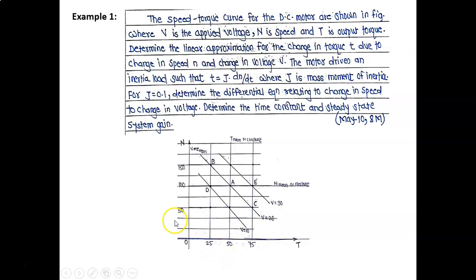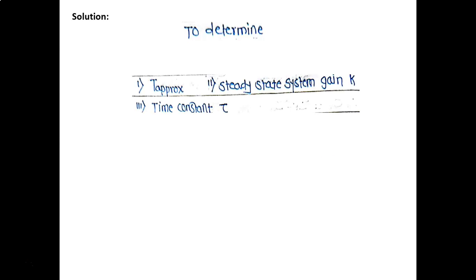And along these mean lines, T mean, N mean or V mean, we have to find out the difference at these different points. Therefore, we will see the solution, then you will understand. Next, the solution. What do we have to determine? We have to determine T approximate, that is approximate torque, then second, steady state system gain K, and third, time constant tau.